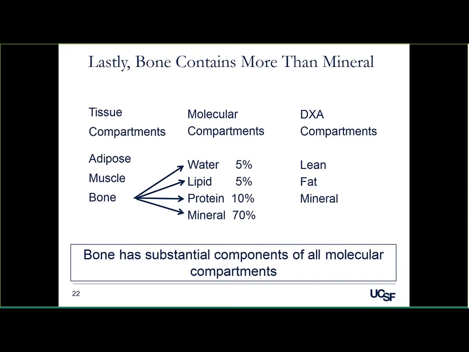Anyway, bone also has components of each one, but it's primarily mineral. So if you measure the DXA compartments of fat, lean, and mineral, you're not measuring just adipose, muscle, and bone. You're measuring fractions of each one of those. And that's part of the limitation of DXA: if somebody puts on adipose tissue, they're going to put on lean mass just because adipose tissue has lean mass in it.